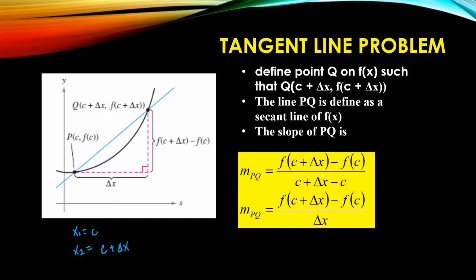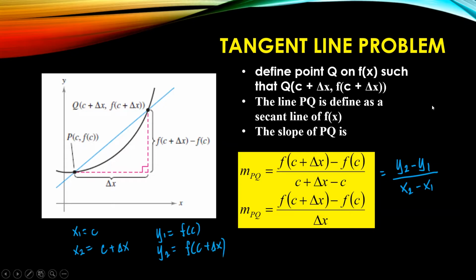And then you'll notice that the c's cancel out at the bottom. You'll be left with simply delta x. It's just the same, guys. y2 minus y1 over x2 minus x1. The y number 1 is simply f of c. The y number 2 is simply f of c plus delta x.